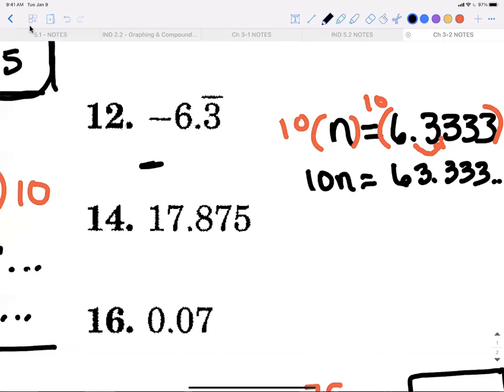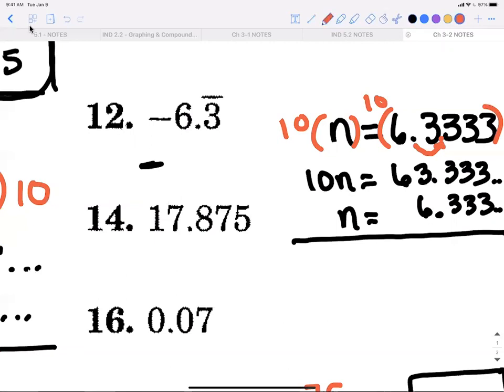Now I'm going to rewrite my n equation again. I'm going to keep my decimals lined up. My original one was 6.33. Oops, wait a minute. Yeah, that's right, 6.333. Sorry, confused myself there for a second. Draw your line.